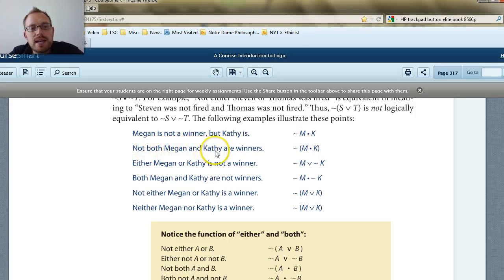Not both Megan and Kathy are winners, right? So when I say Megan and Kathy are winners, but they're not both that, that means that "both" tells me this gets applied to both. But what about this one, for instance? Both Megan and Kathy are not winners. We're going to translate this by saying Megan's not a winner, Kathy's not a winner, and since this "both" tells me they're conjoined, right? Or there's a conjunction.